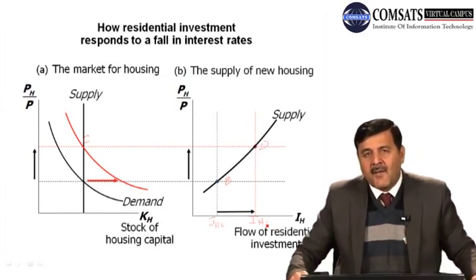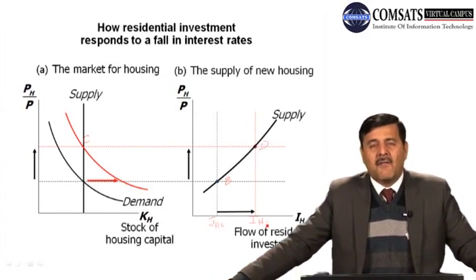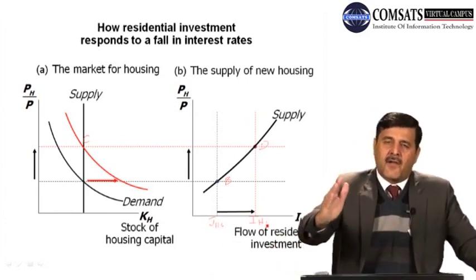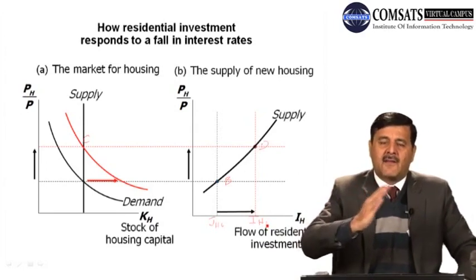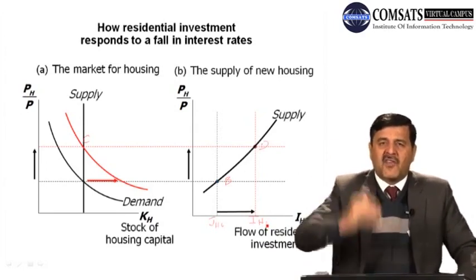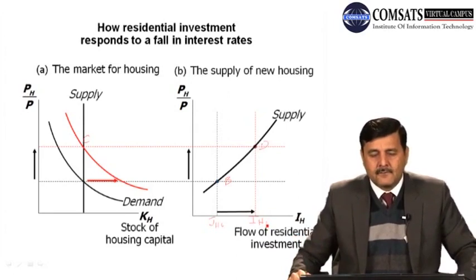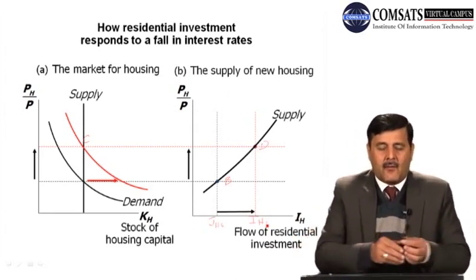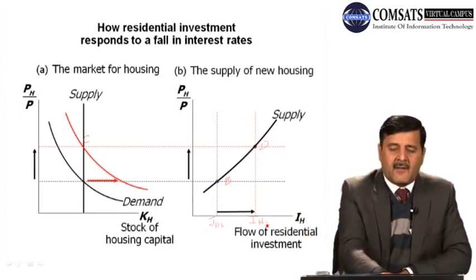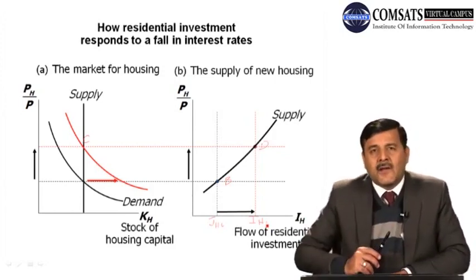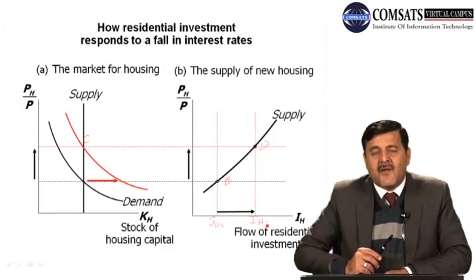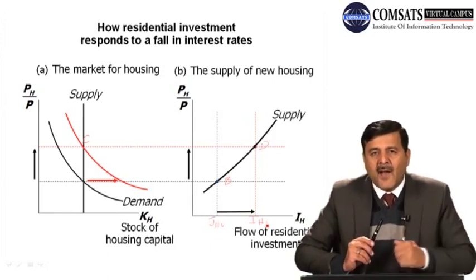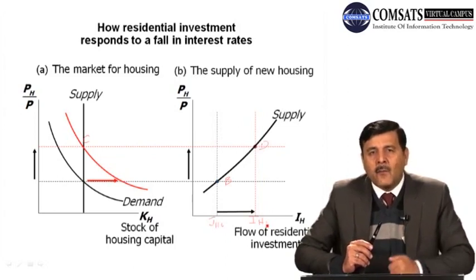So yahan is diagram mein jab humne ye dekha ki when we have increased the demand of housing, so demand curve kahan shift ho gaya, rightward. The demand curve has shifted rightward, which pushes the price up. If you look at the existing price level, agar aap dekhein, at the existing relative prices, there is excess demand for housing. So whenever there is excess demand for housing, what will happen to the prices? Prices go up.